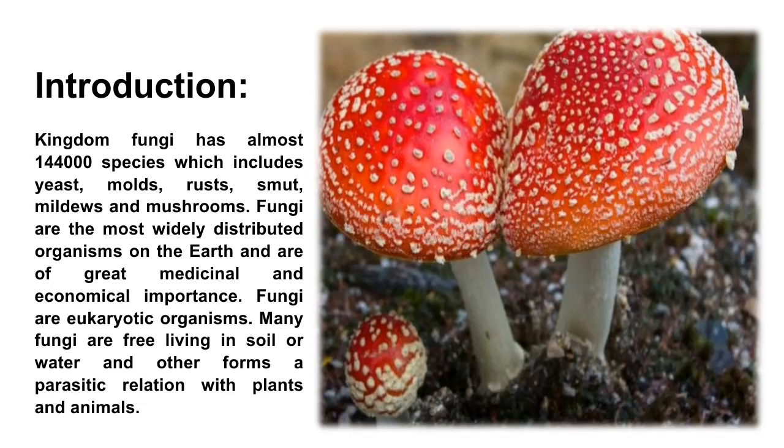Kingdom Fungi has almost 1,44,000 species, which includes yeast, mold, rust, smut, and mushrooms. Fungi are the most widely distributed organisms on the earth and are of great medicinal and economic importance. Fungi are eukaryotic organisms. Many fungi are free living in soil and water, and others form a parasitic relation with plants and animals.